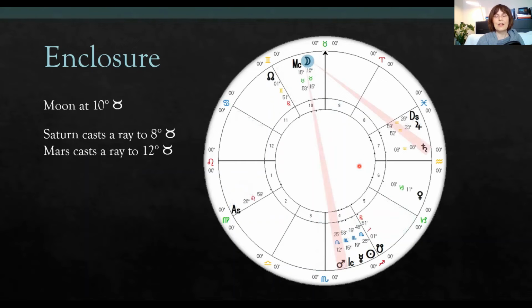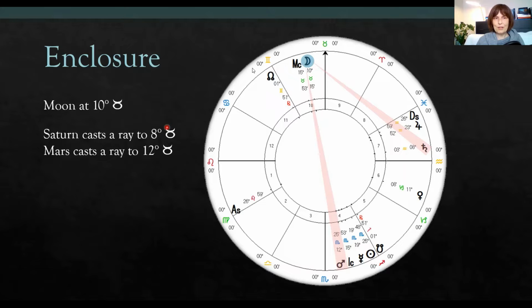Now let's take a look at this other example and focus on the moon in this chart. We have the moon at 10 degrees Taurus here, and we can see Saturn casting a ray to 8 degrees Taurus just behind the moon. And Mars is also casting a ray that falls just in front of the moon at 12 degrees Taurus. So at first glance, it looks like the moon is enclosed by Mars and Saturn.